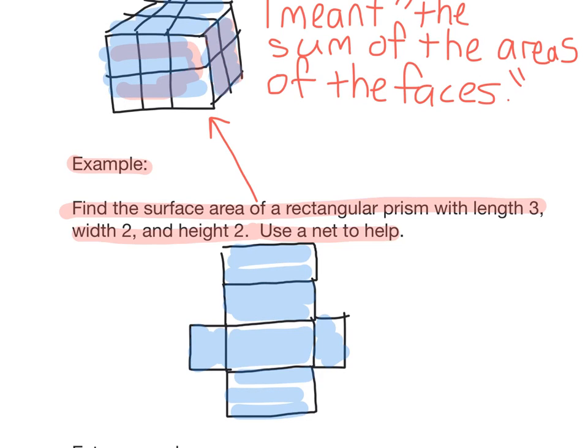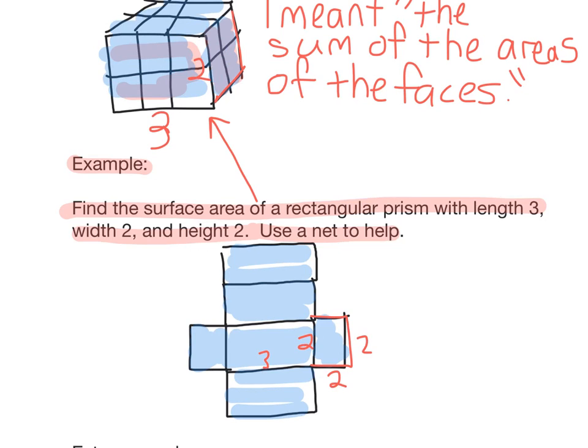So if I look, these are all 3 wide. So it's 3, and they're all 2 tall. So that's 2, and all of the edges of the side faces are 2, so it's 2 by 2. And that will pretty much do it. So now I can use my net to find the surface area of the whole thing.